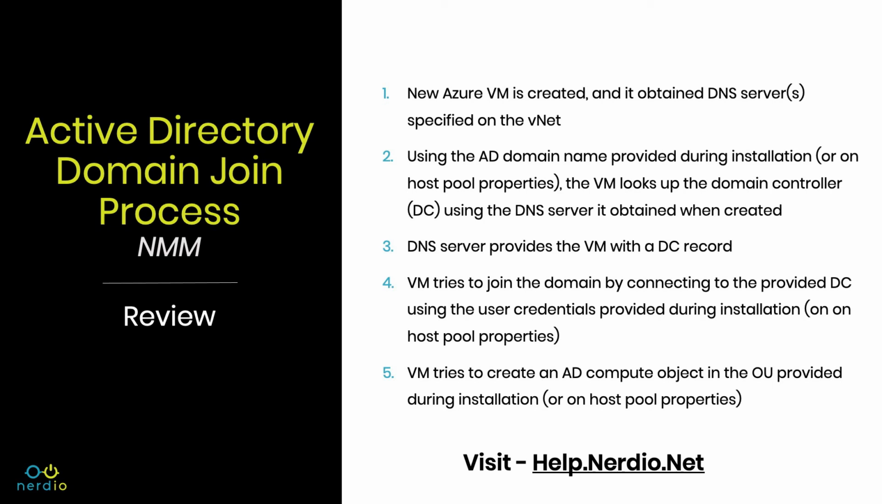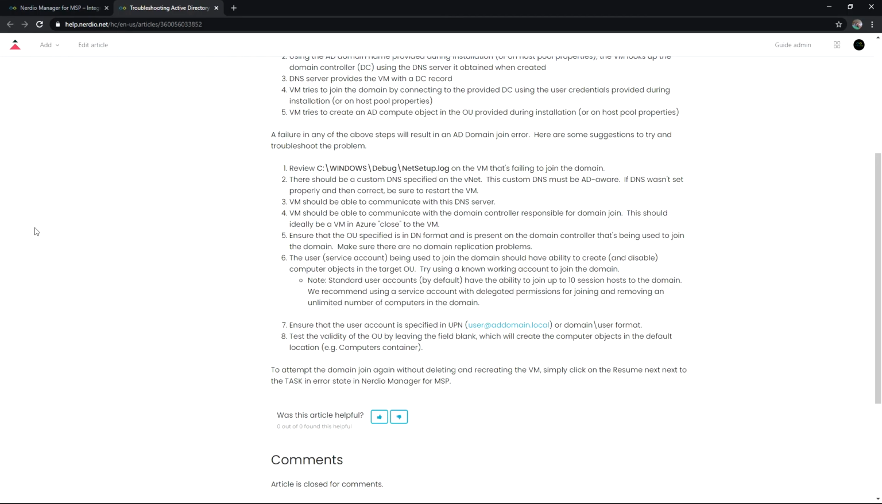And so I'm actually going to use the article that I'm referencing to talk through how you can troubleshoot this. I highly recommend grabbing this article if needed. First and foremost, you likely want to make sure that it's not an issue with the OU or with that authentication. You can easily go into Nerdio Manager and confirm those settings. You also want to consider reviewing the net setup log on that VM. You want to make sure that DNS is set up properly and is AD aware. You want to make sure that the VM can communicate with that DNS server. You want to be able to confirm it can communicate with a domain controller.